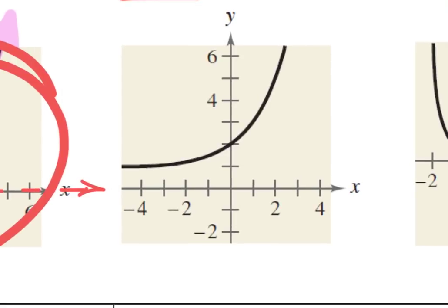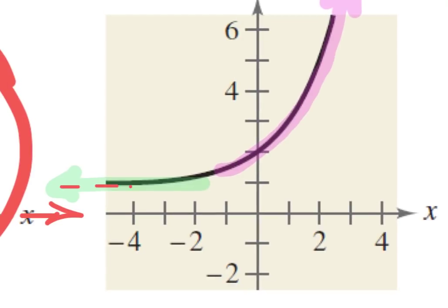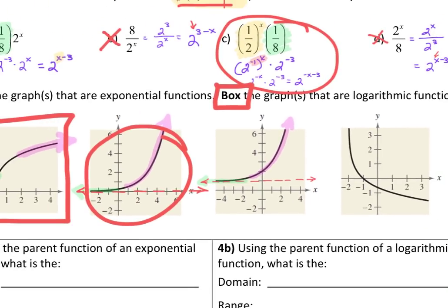In this one as well, I see that it looks to me like this end of the graph keeps going slightly to the right, whereas this end of the graph seems to straighten out. And so I'm going to put the asymptote to this function right about there. And so again, I'm going to circle that for an exponential function.